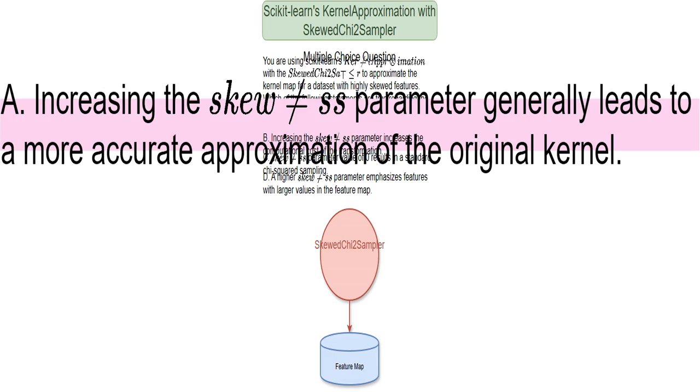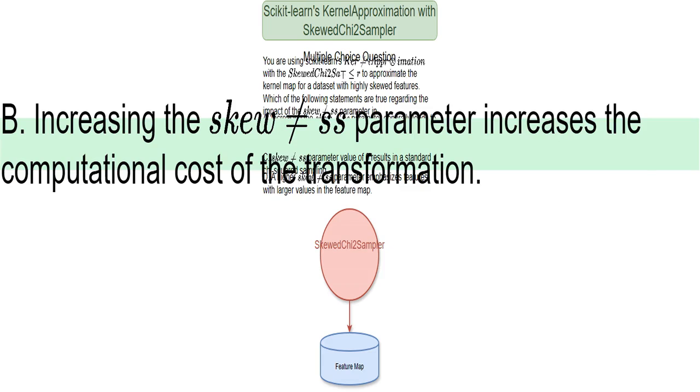This statement tells us that if we set the skewness parameter to 0, the SkewedChi2Sampler essentially behaves like a standard chi-squared sampler. It means no special adjustments are made to account for skewed features. I'm going to emphasize the key takeaway here. A higher skewness value makes the algorithm pay more attention to the data points with larger feature values. This is important because it's the algorithm's way of correcting the influence of highly skewed data.